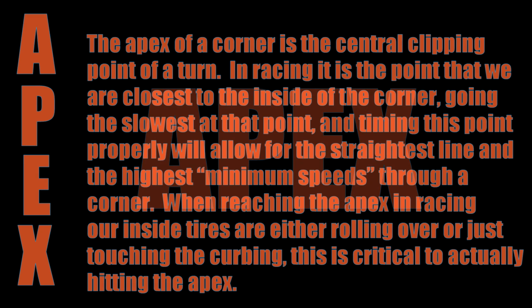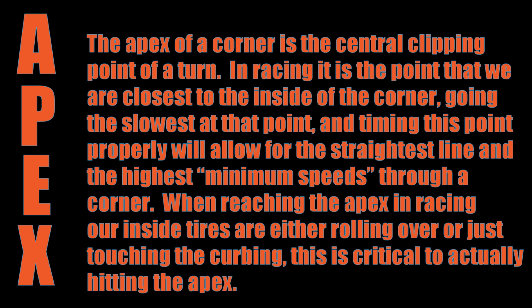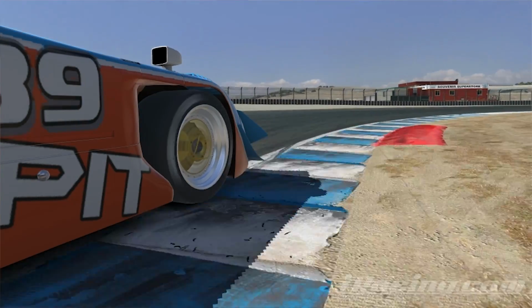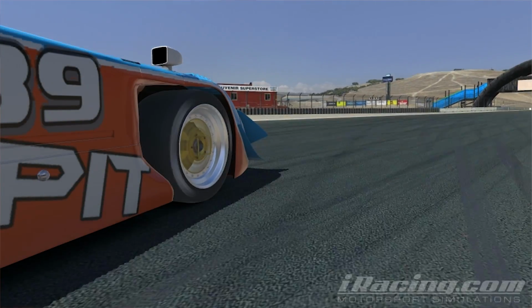The apex of the corner is the central clipping point of a turn. In racing, it is the point that we are closest to the inside of the corner and simultaneously going the slowest at that same point. And timing this point properly will allow for the straightest line and the highest minimum speeds through a corner. When reaching the apex in racing, it is critical that our inside tires be touching or even rolling over the curbing. If you're a foot or two off of that, then you've missed the apex.